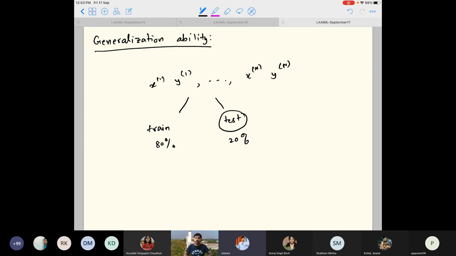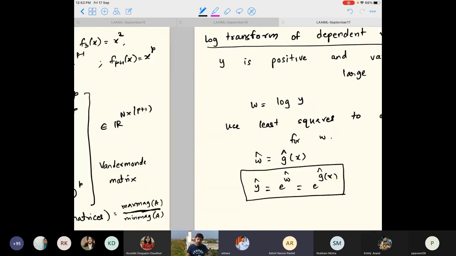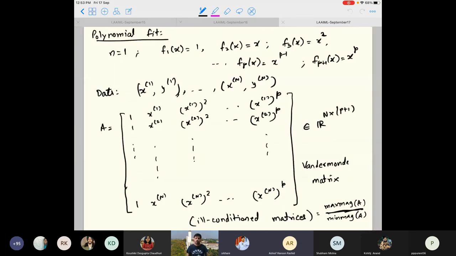Any comments? Anything that you would like to add? Yes. Sir, in the Vandermonde matrix, if its condition number is too high, then for small perturbations in the A matrix, the solutions will change a lot. Possibly.